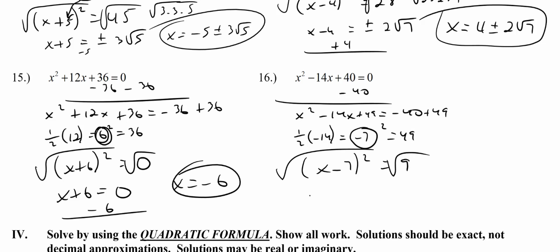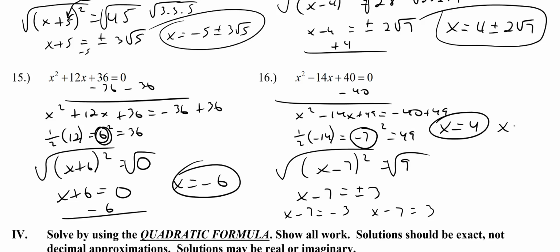I take the square root of both sides. So x minus 7 equals plus or minus square root of 9 is 3. And so I get two problems. I get x minus 7 equals negative 3, and x minus 7 equals positive 3. So I add 7 to both sides, you get x equals 4. And I add 7 to that side, I get x equals 10.